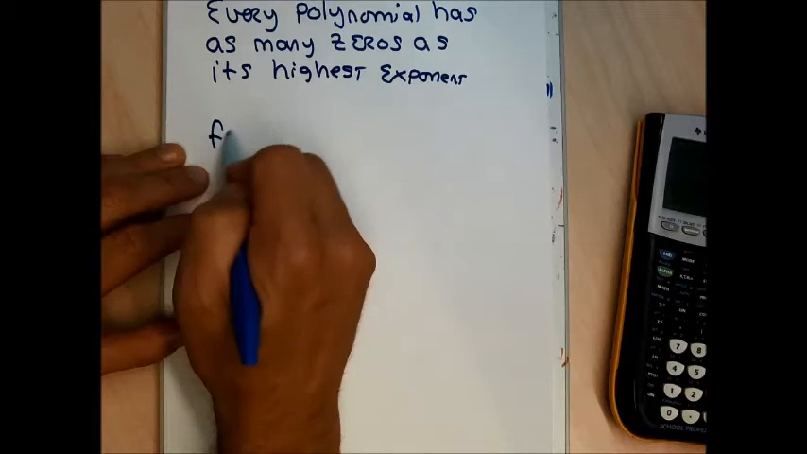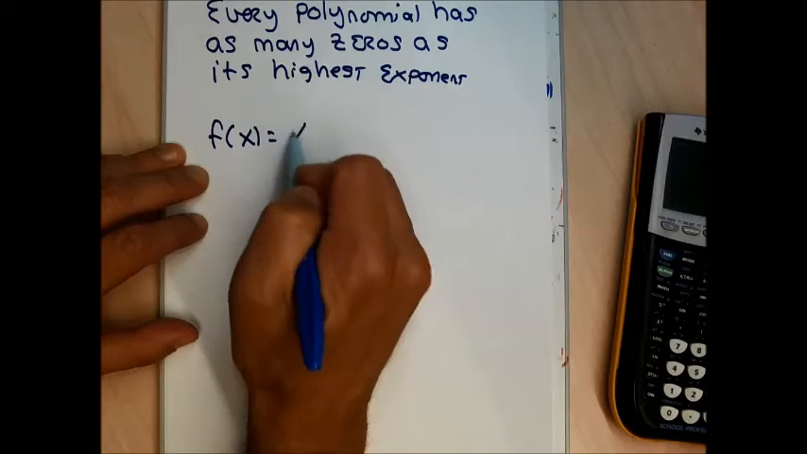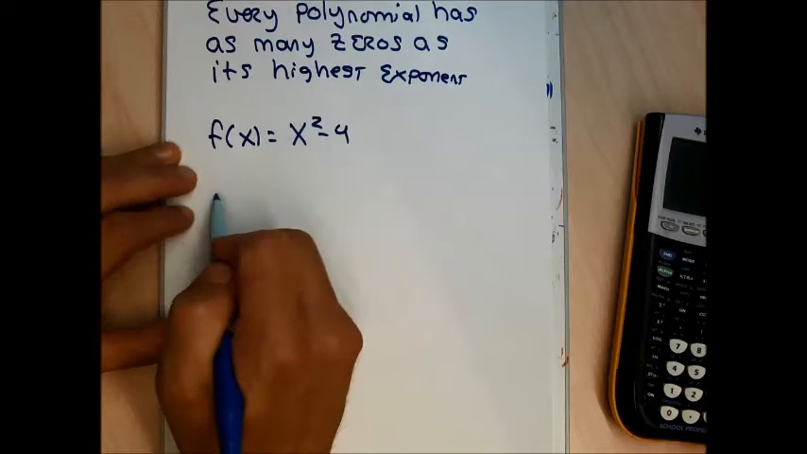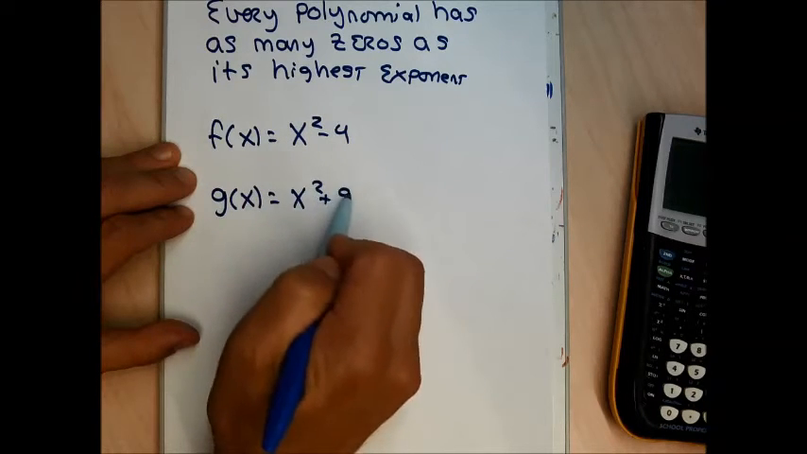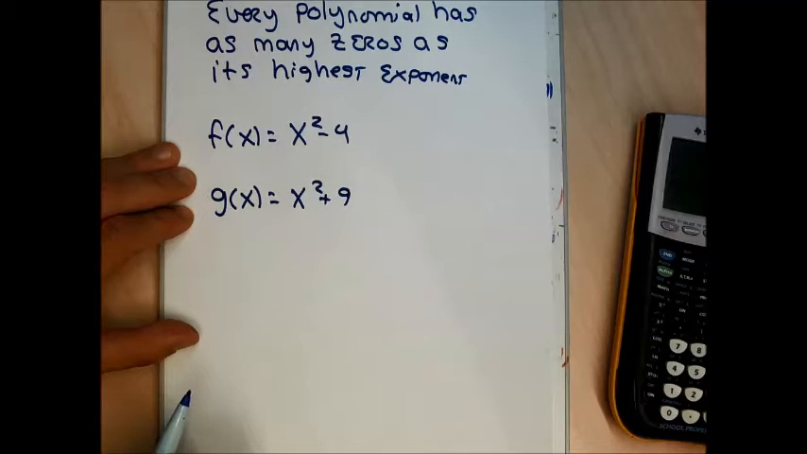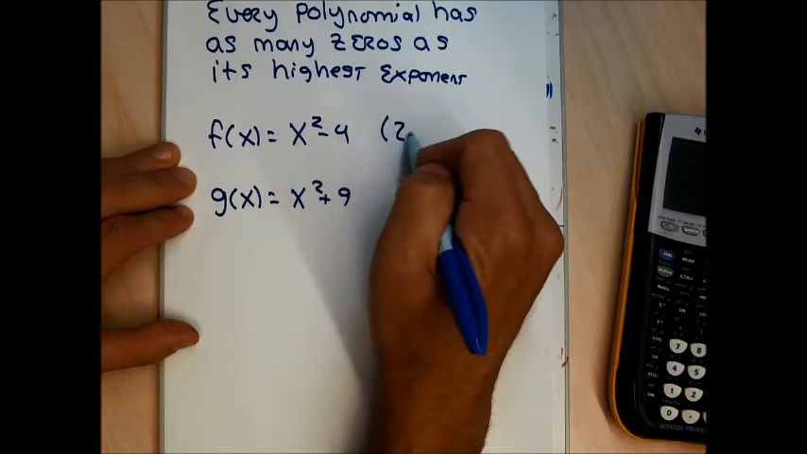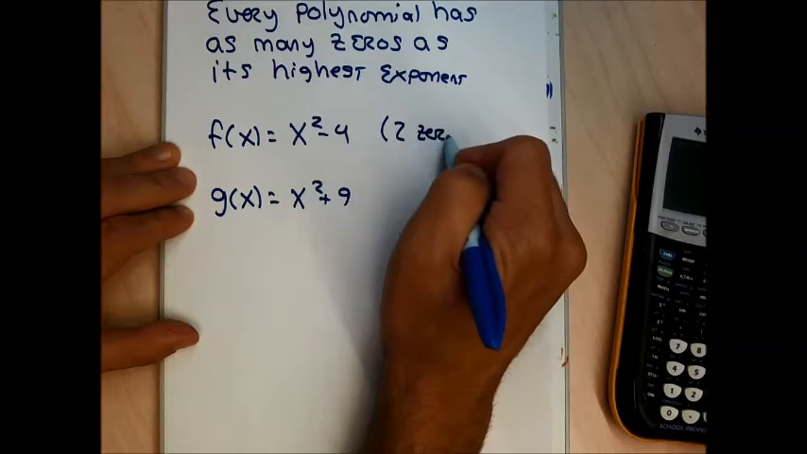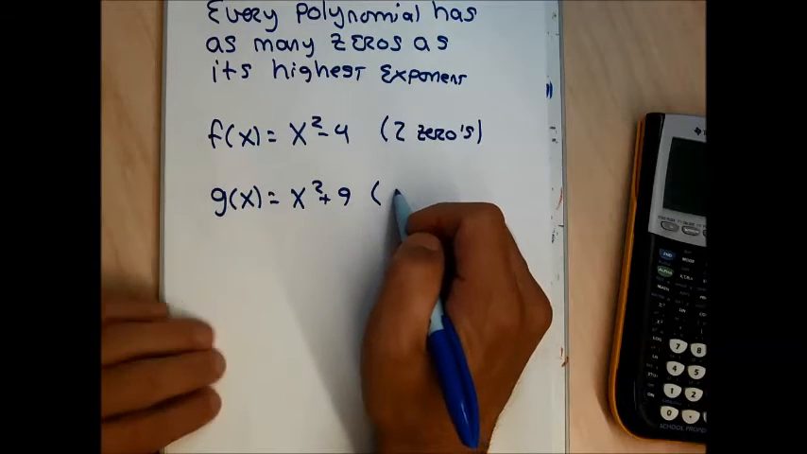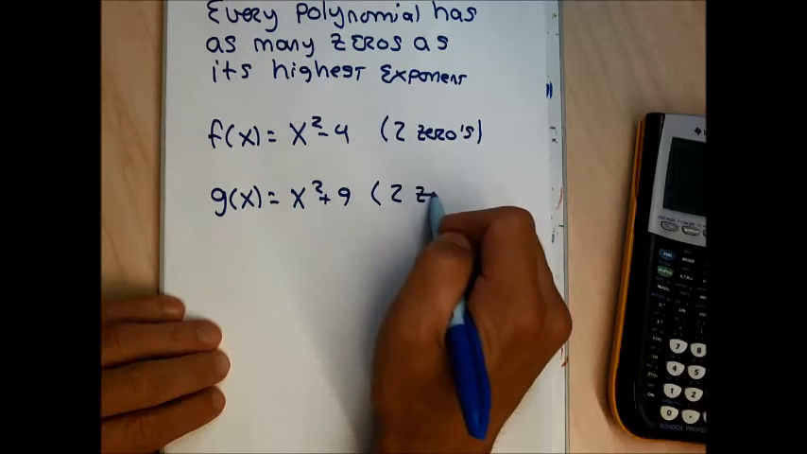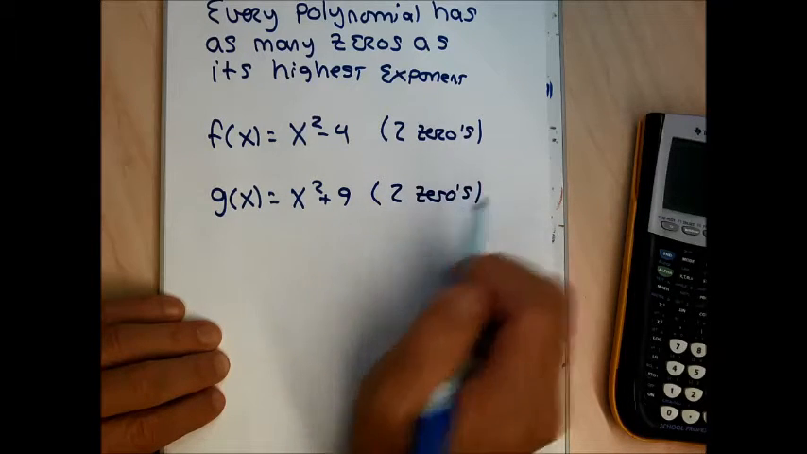The two functions that I made up, f of x equals x squared minus 4 and g of x equals x squared plus 9, their highest exponent is 2. So this is going to have two zeros. They're actually going to be positive and negative 2. This, its highest exponent is 2. It's going to have two zeros. They're actually 3i and negative 3i.